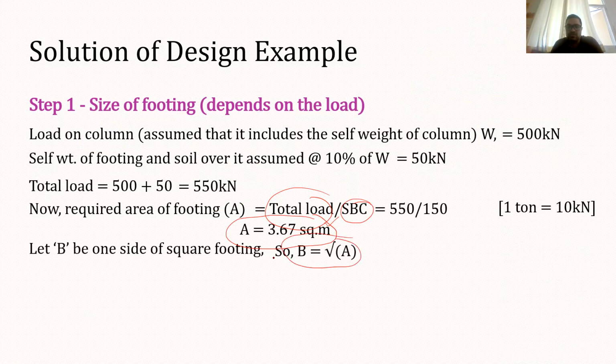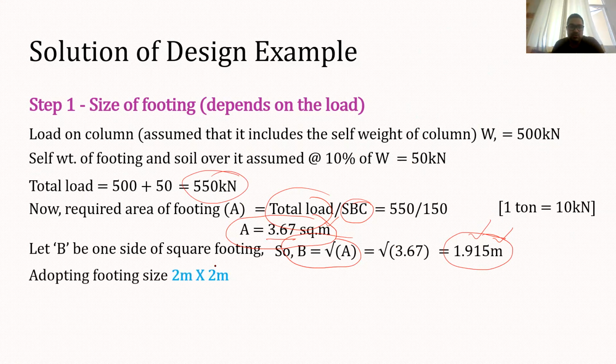So we know that the side of the square can be calculated as the square root of the area, and the area is already calculated. Putting the value here, we get the value of B as 1.915. We will round off this value on the higher side, because this is the minimum area required to carry this much load. If we adopt a value higher than this, then we will be on the safer side. So adopting the footing size as 2 meter by 2 meter. That concludes our step 1, in which we have now calculated the size of the footing.